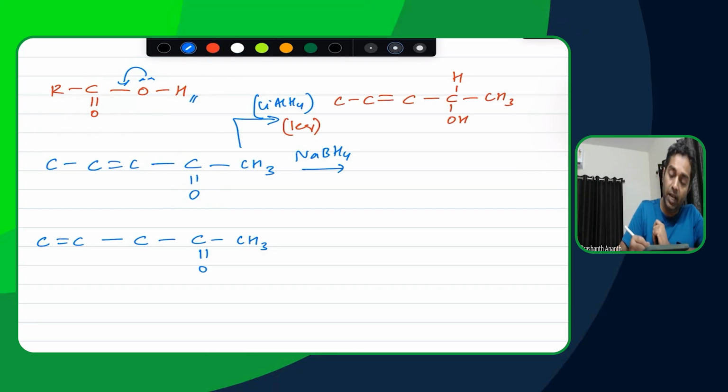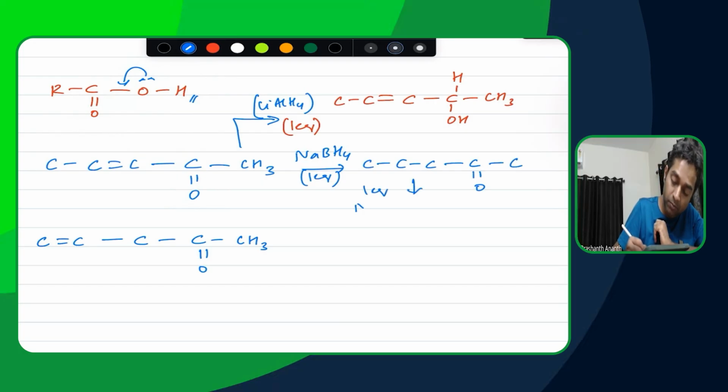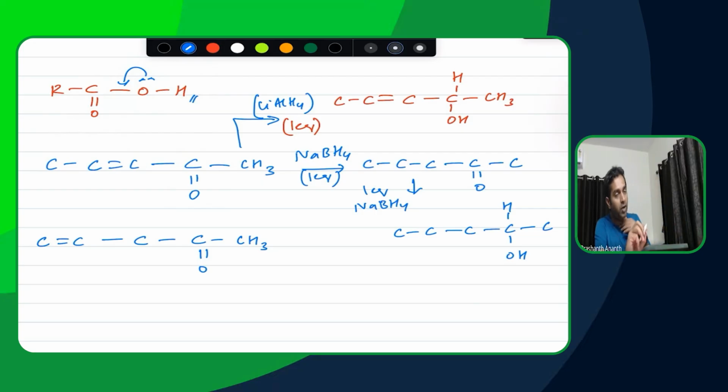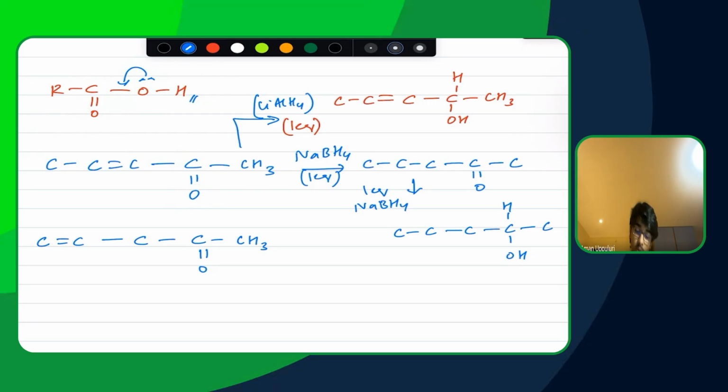Whereas with NaBH4 on the other hand, if I use one equivalent, I'll be getting the product obtained as this guy. Then with one more equivalent, I'll be getting the product obtained as this guy. This is because NaBH4 can do 1-4 addition also and 1-2 addition also. But then why does it do the 1-4 first?